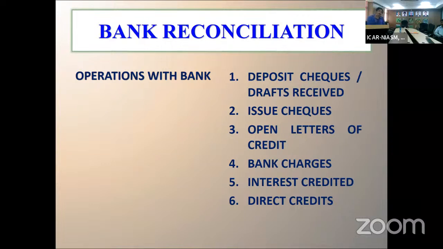In that case, you have to search and find out what these are. For example, if a certain amount is written in the cash book but is not available in the bank statement, what does it mean? If we have written it on the payment side, that means we have issued a certain check to someone, but that check has not been paid from our institute account. So that is why this entry is not in the bank statement.